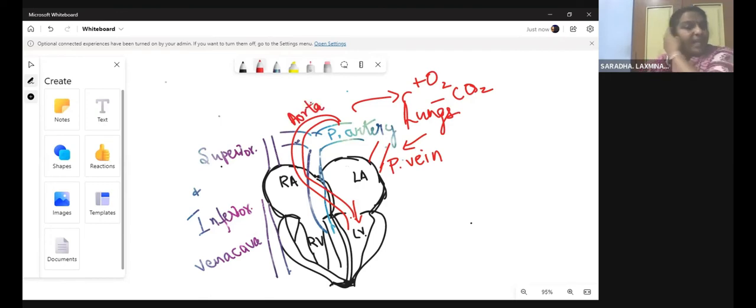So if you draw the diagram properly and explain a simple structure, the children will be able to understand. So right atrium, right ventricle, left atrium, left ventricle. The four very important blood vessels: superior vena cava, inferior vena cava, and then pulmonary artery, pulmonary vein, aorta. That's all. Four blood vessels, where they open, what is their function.